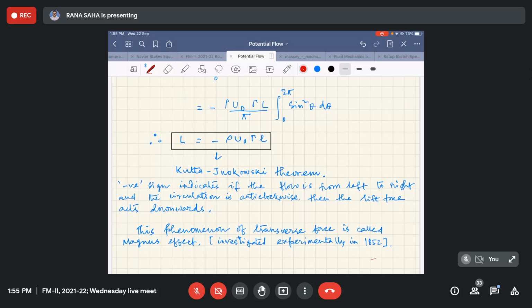But again, one should not have the entire analysis correlated with this treatment. This is an ideal flow treatment. But this gives some kind of sense that this type of transverse force will be there. And later, by different experiments, as well as the boundary layer flow theorem, this particular trajectory motion is well explained. Okay, so this is about the potential flow.